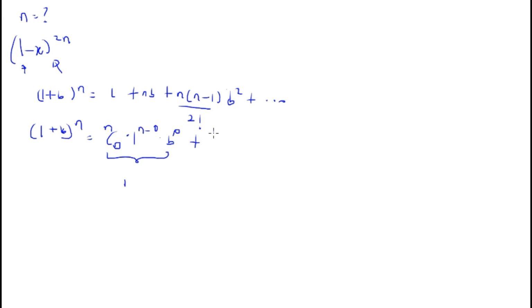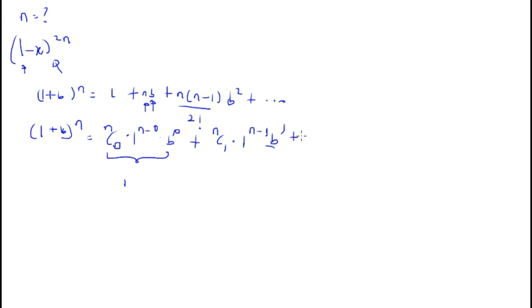For the second term, that's supposed to be nC1 times 1^(n-1), and then b raised to power 1. So b is the b right here, and 1 raised to power n is still 1. nC1 is n. So the same thing applies to every other term.